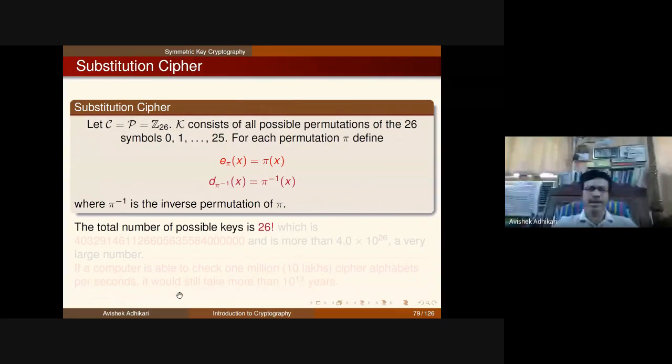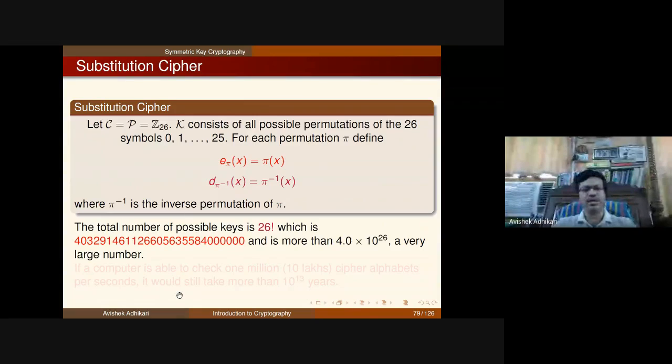Now, any idea how big 26 factorial is? I already explained the question, like at the end of 26 factorial, how many zeros are there? In one of my previous classes, I have already discussed this for any factorial. That could be a problem in some competitive exams. They ask, for example, suppose they have given you 100 factorial and they ask how many zeros are there at the end of 100 factorial. That can be done very easily, so that you know.